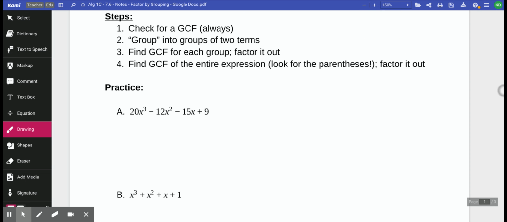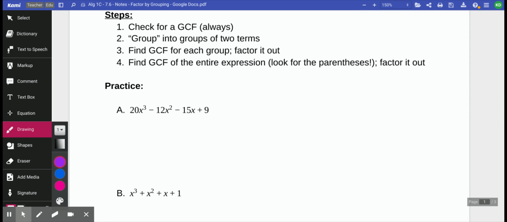So let's do our first example down here. We have example A. We have 1, 2, 3, 4 terms, right? So that's how we know that we're going to be doing grouping. So check for a GCF. Well, they don't all have a variable. And let's see, 20, 12, 15, and 9. I know 9 is 3 times 3. And while 15 and 12 are multiples of 3, 20 isn't. So I don't think we have a GCF. So let's skip to step 2. We're going to group these up into sets of 2 terms each.